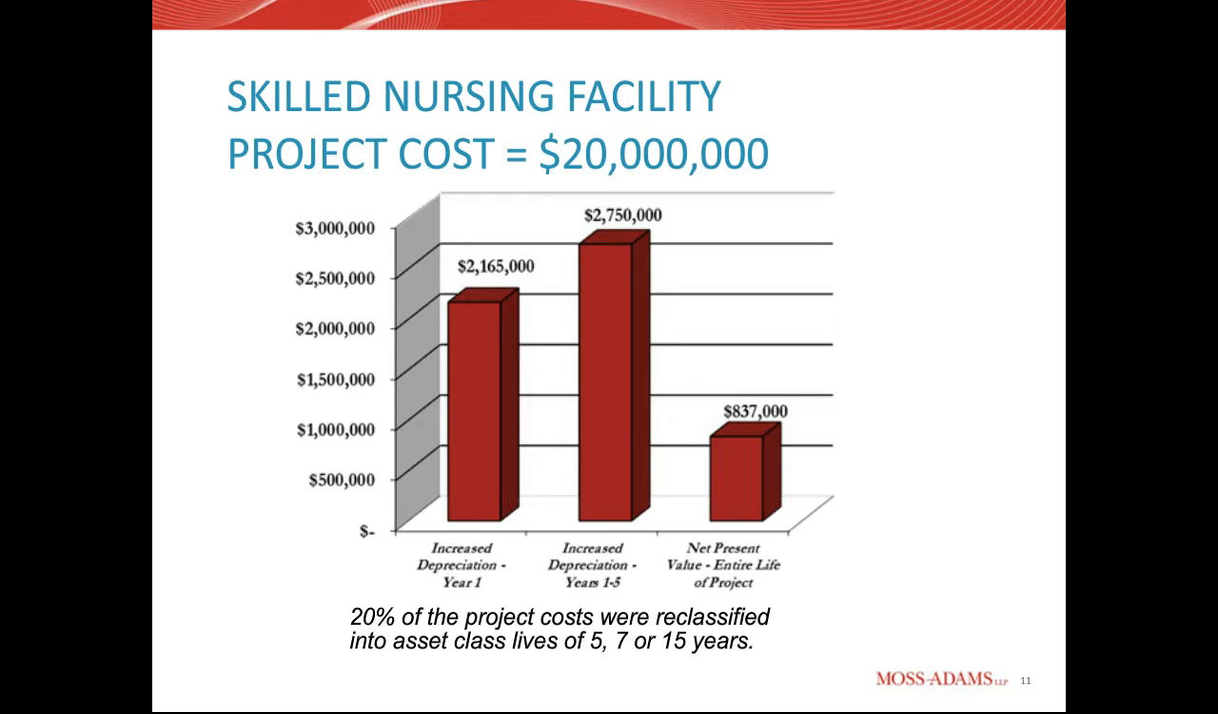So when we're looking at a cost segregation study and we're looking at reclassifying assets, we're looking at the obvious categories such as carpeting being reclassified from a 39-year or 27.5-year life into a 5-year life, or identifying window coverings and so forth. Those are kind of the easy, low-hanging fruit, if you will.